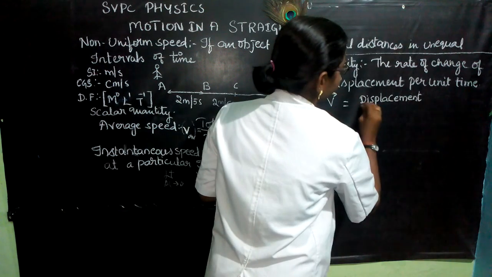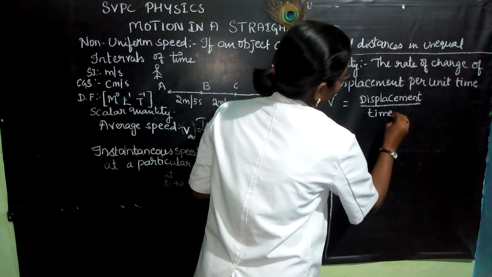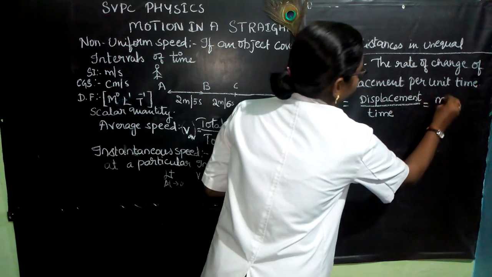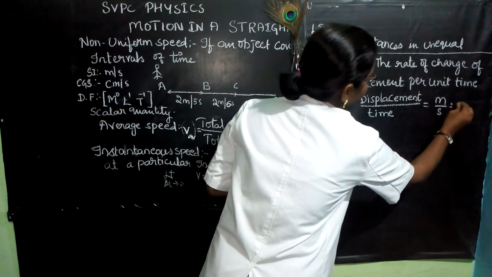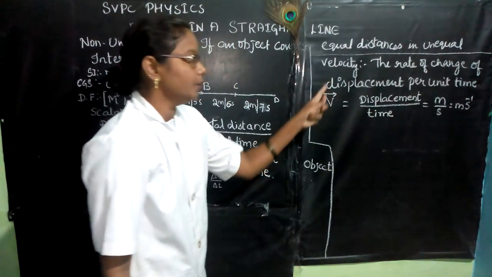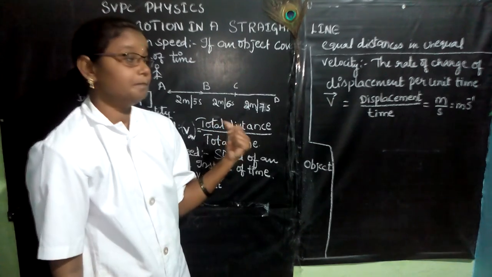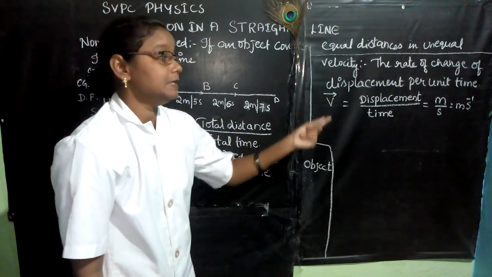Displacement is measured in terms of meter and time is measured in terms of second. Meter by second, or meter per second, is the SI unit of velocity. So what is the difference? It is a vector quantity.